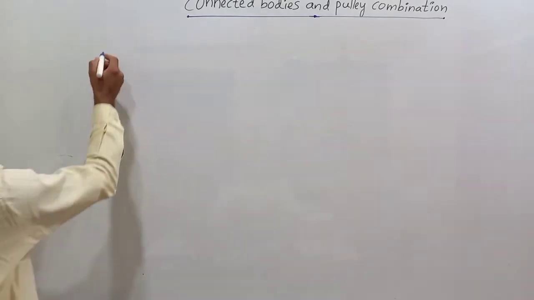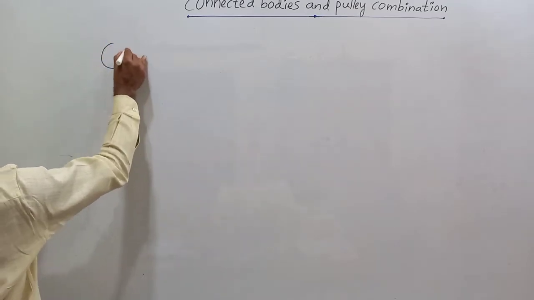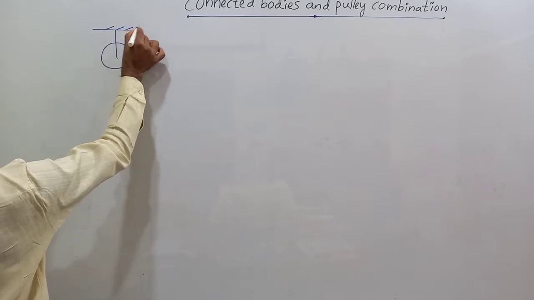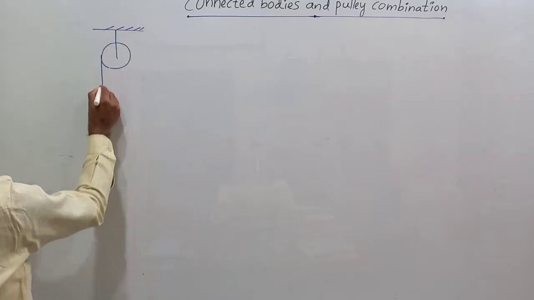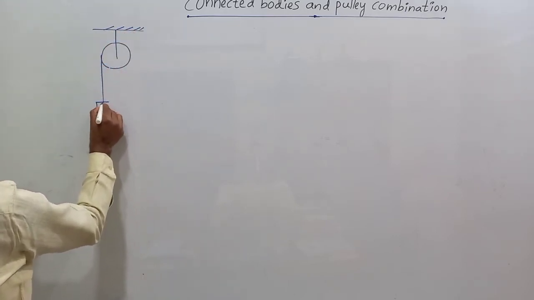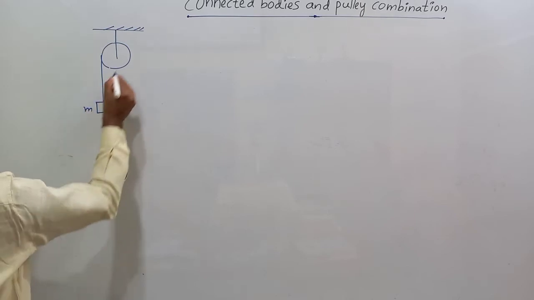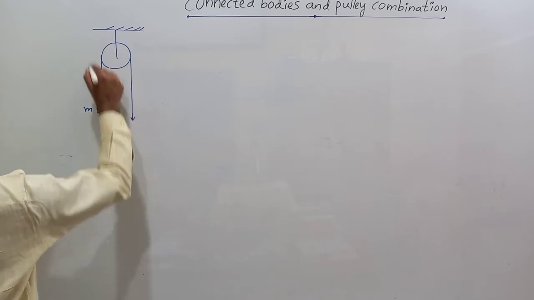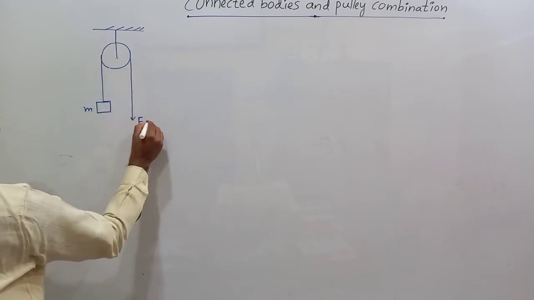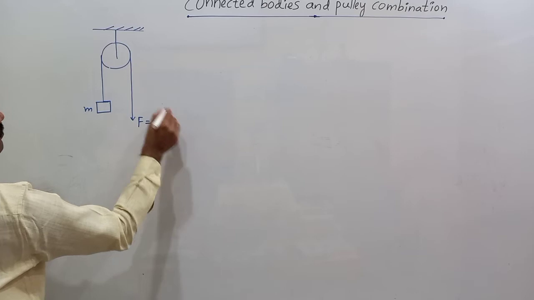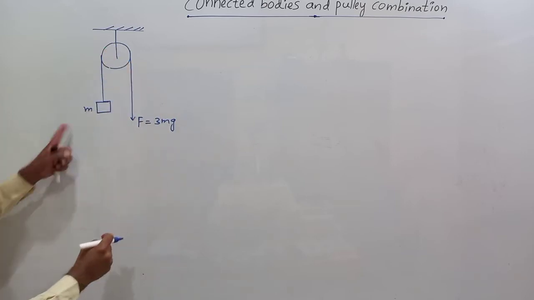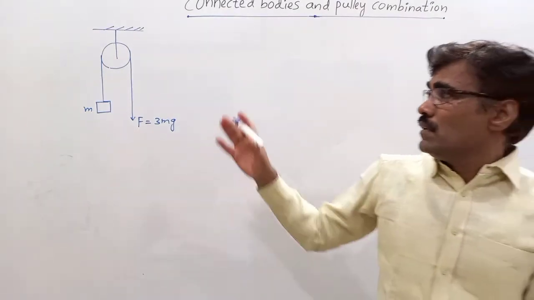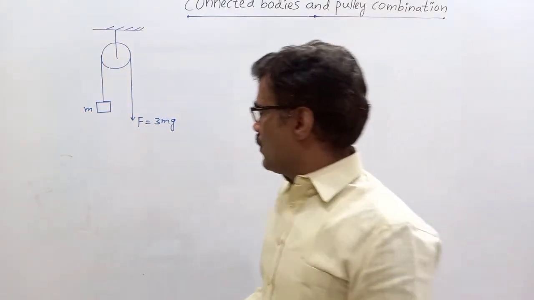Next students, let us consider a fixed pulley. It is an ideal pulley, massless and frictionless. A block is suspended here and it is pulled by a force. The string is passing over a pulley. It is pulled by a force 3mg, and M is there. The string is passing over a fixed, massless and frictionless pulley.